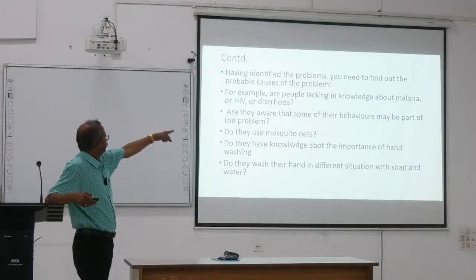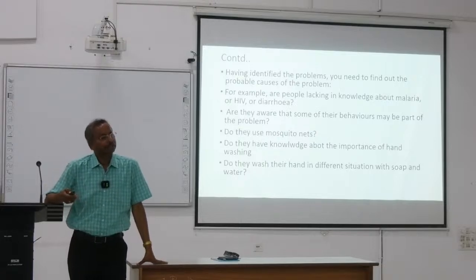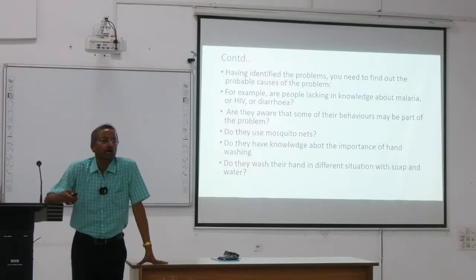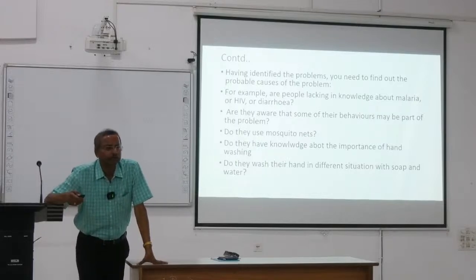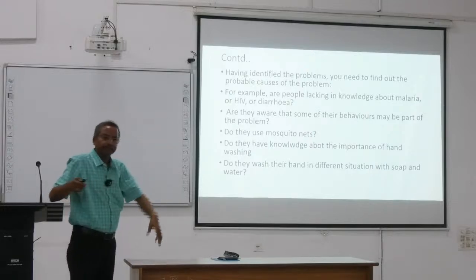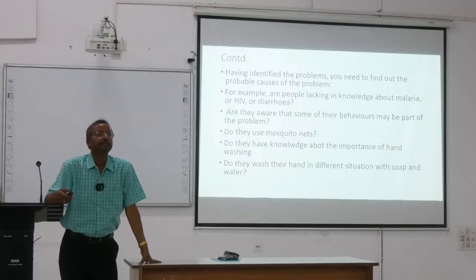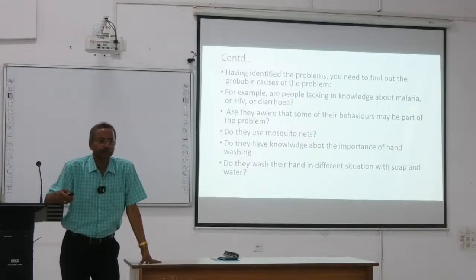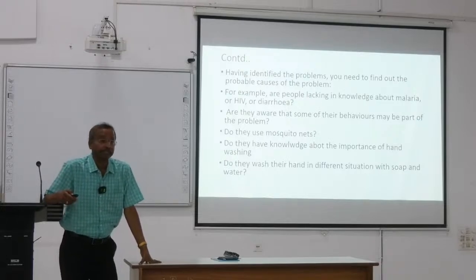Say for example, malaria behavior, they do not know how it is caused, they do not know how it spreads. For that reason, they may not use mosquito nets. That may be their problem. In case of diarrhea, they may not know that it's a waterborne disease. So water is the main problem, contaminated water, they may not know. So you have to find out whether they have the knowledge about the spread of diarrhea or not.